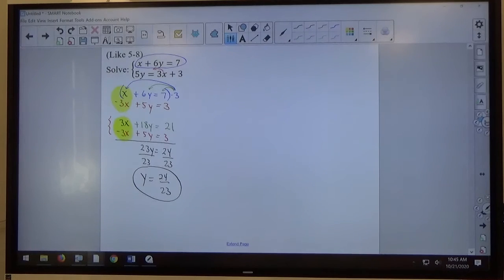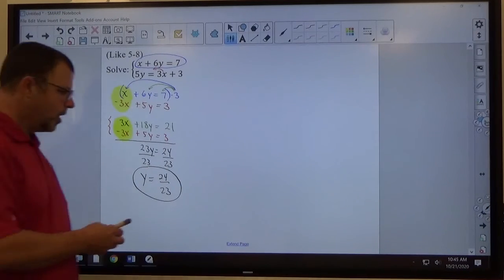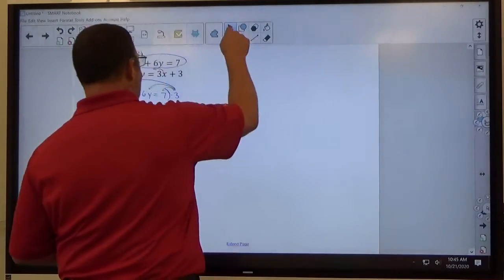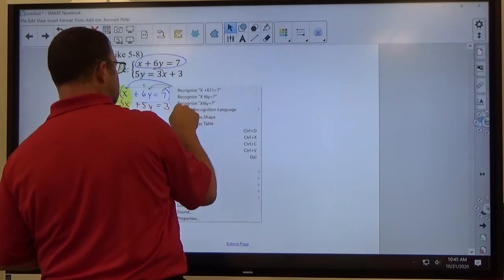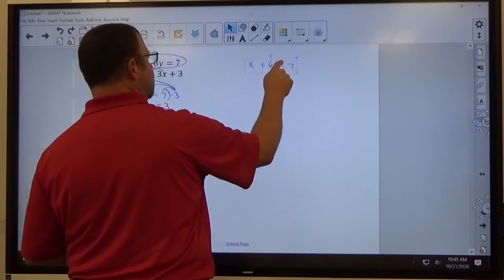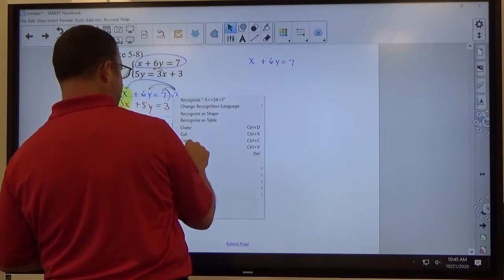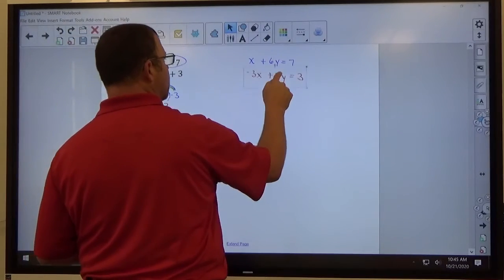Once again, that's not a friendly number to work with for substitution. So I'm not going to substitute. I'm going to go back and eliminate again. So if I go back to my original problem, the way it was structured here, I got my x plus 6y equals 7. I've got my negative 3x plus 5y equals 3.